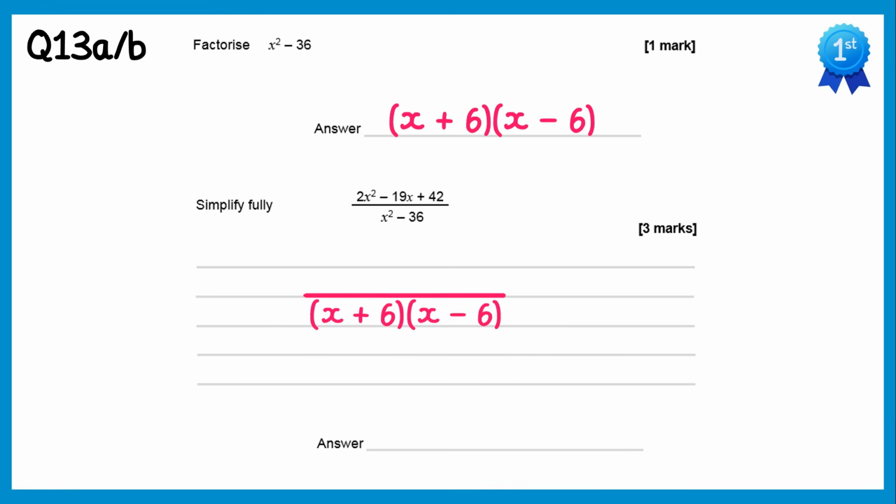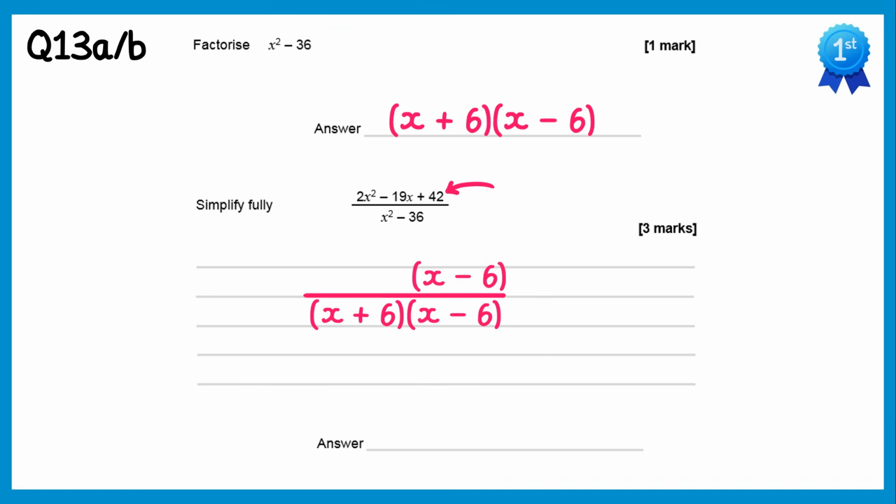To factorise the top, we're going to look at this 42 at the end here, and because it's positive, it means the brackets must either be plus plus or minus minus, but since it's a negative 19x, they'll both be minus. It's quite common for these questions that one of the brackets from the bottom will also be on the top, so that they cancel out.